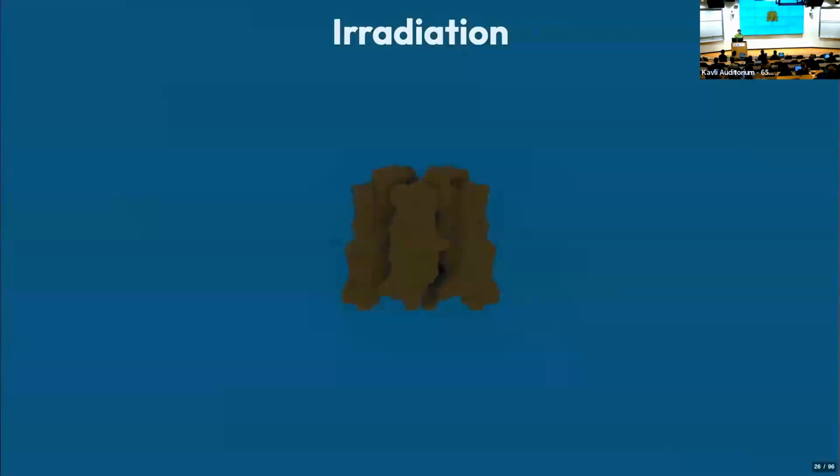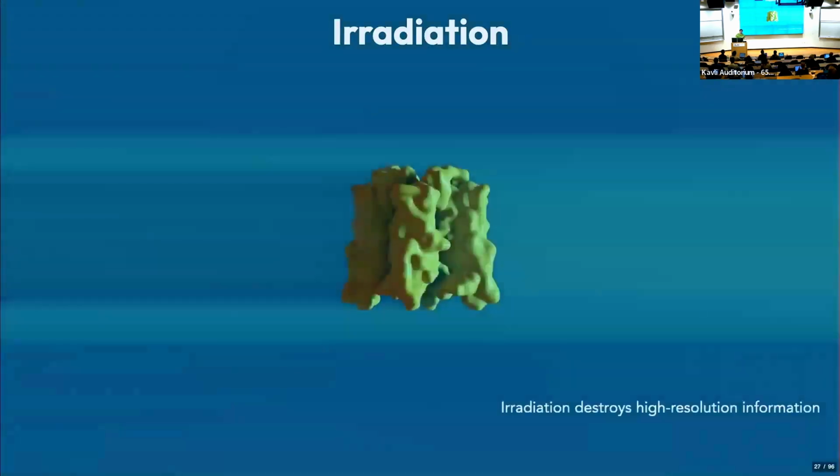The other thing the beam does is it irradiates the sample, perhaps obviously. But what happens when you irradiate the sample is you're bombarding it with these high energy electrons, which quite literally burns away some of your sample, especially the high resolution parts. The high resolution information especially is very dose dependent. The early frames of your movies will have higher quality high resolution information than the later frames.